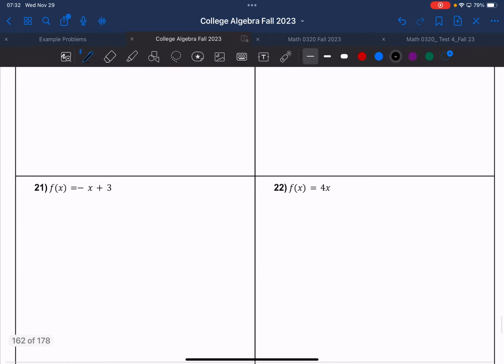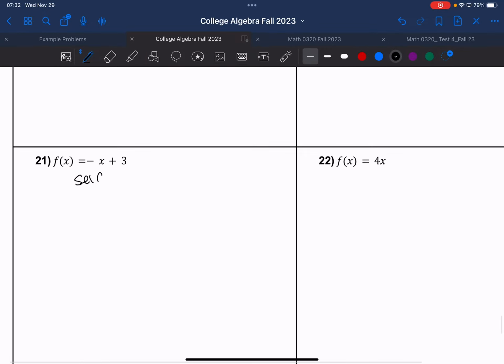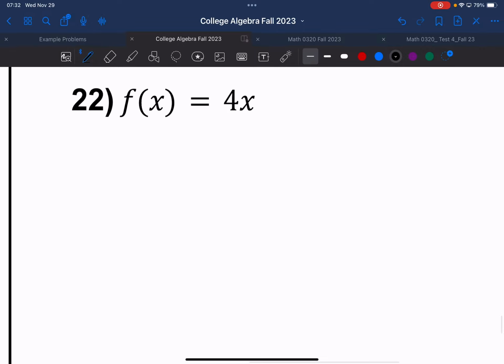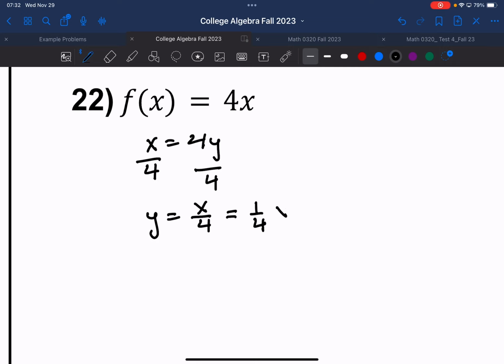Okay, so I'm going to leave 21 for self-practice, another easy one. And then we'll do that last easy one together. 22. So 22, starting this off, just swapping the variables, we have x is equal to 4y. So what's the only thing we need to do to get y by itself? Divide by 4. So I get y is equal to x over 4, or what's another way I could write this? 1/4. Good. 1/4 x.